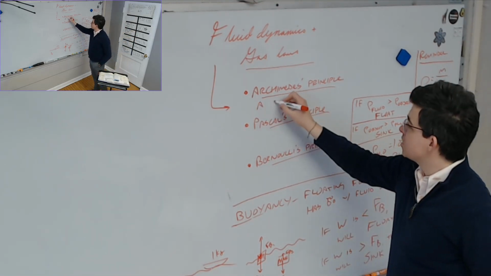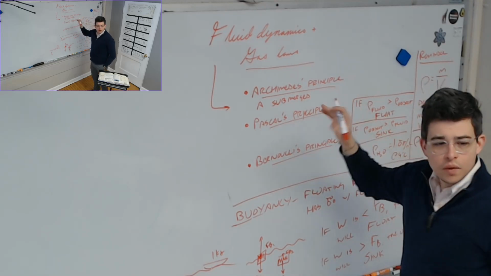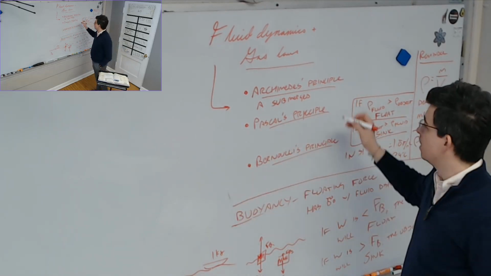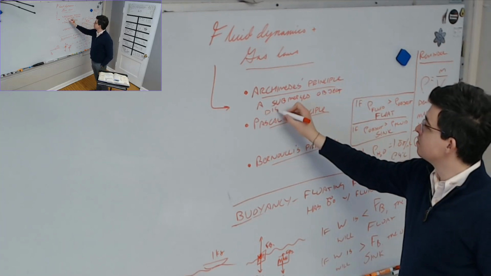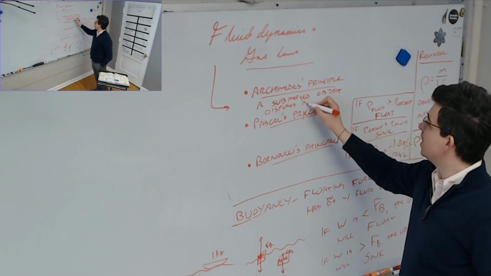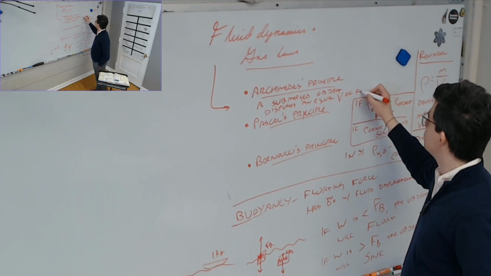A submerged object. Please, we can hear everything. Please stop talking. A submerged object displaces an equal volume, capital V, of fluid.